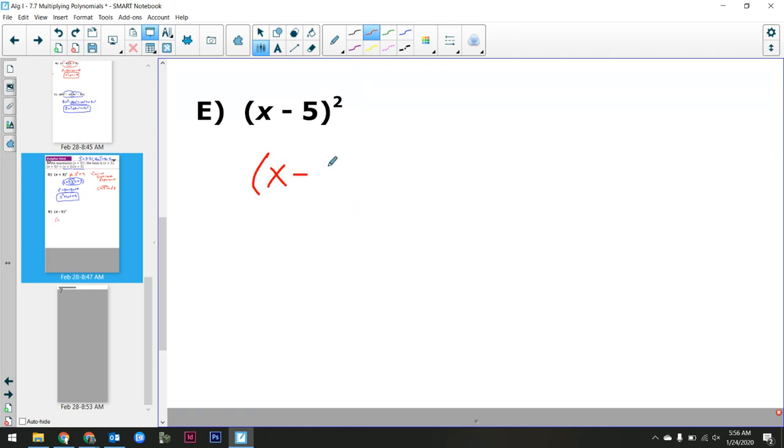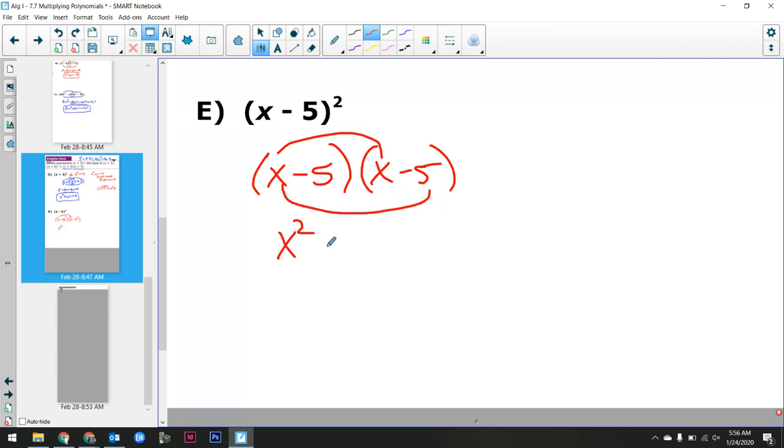So again, write it out. This is x minus 5 times x minus 5. First, x times x is x squared. Outer, x times negative 5 is a negative 5x. Inner, negative 5x. Last. Now watch out. Negative 5 times negative 5 is a positive 25.